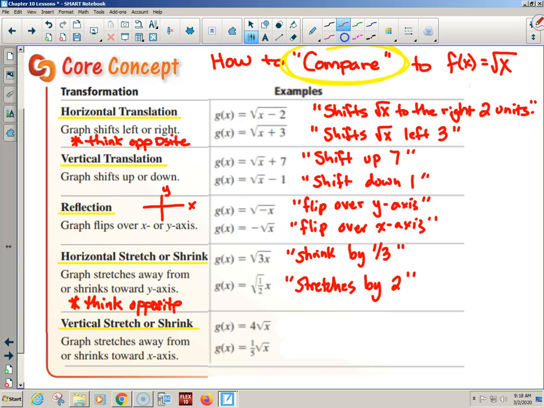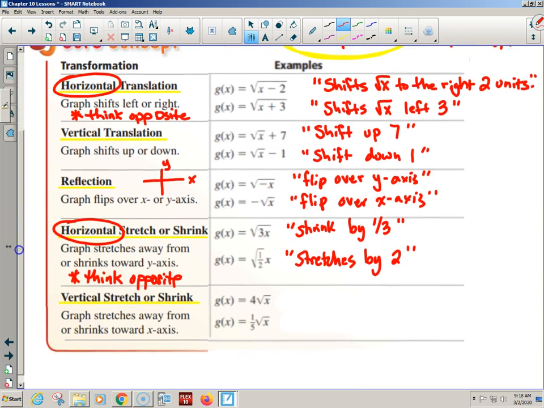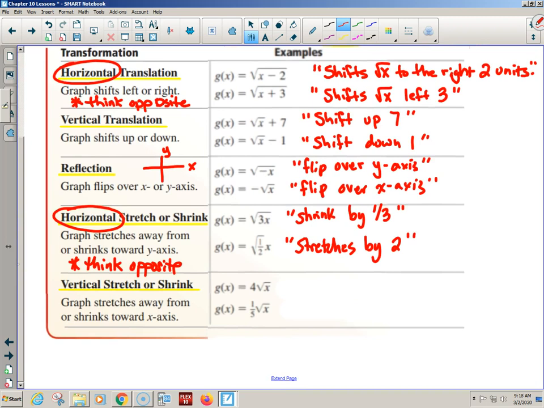And if you guys notice, isn't there something similar about when the opposites happen? The opposites always happen with the horizontal. The opposites always happen when it's on the inside. But the nice thing is, if the insides are opposite, the outsides are normal. Which means if I see it 4 times on the outside, I'm going to stretch by 4. And I'm going to shrink by 1/5.